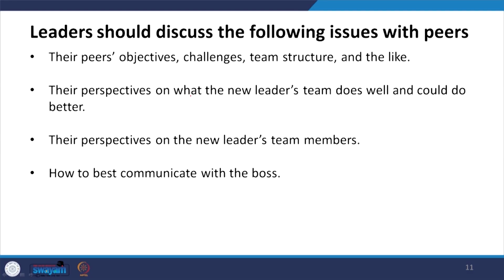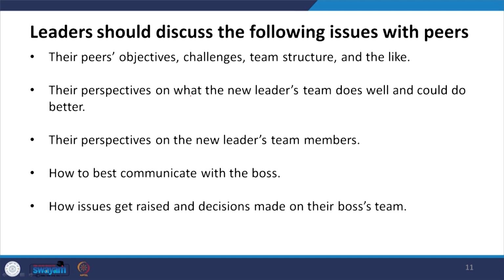When you discuss with the peers and their perspectives, for example, if you have been appointed at the middle management level, what is the perspective of the middle management on their followers, and how to best communicate with the boss? Discussing with the peers will give you a hint about what type of boss this is, how issues get raised, and how decisions are made on their boss's team.